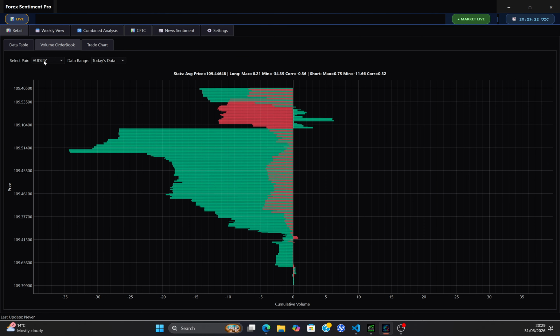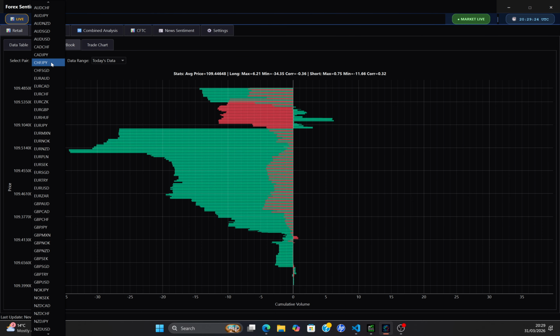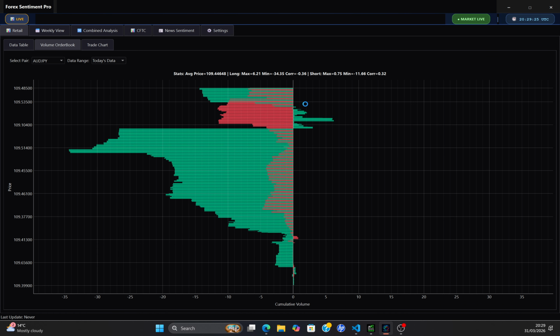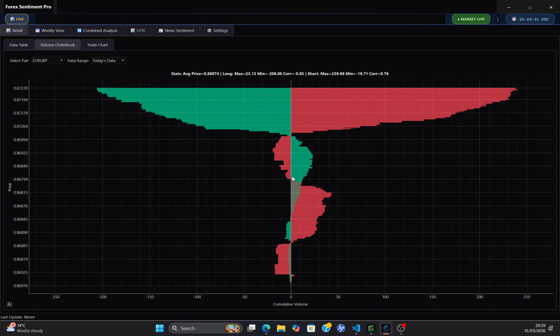If we look at the volume order book, I didn't use the order book in this trade. But yes, the volume order book clearly shows that they are closing out their long positions and opening their short positions.